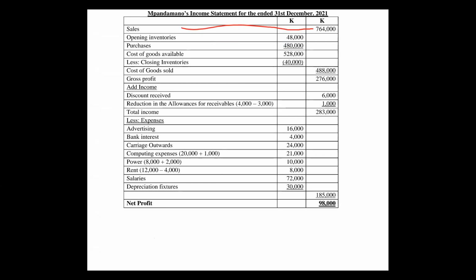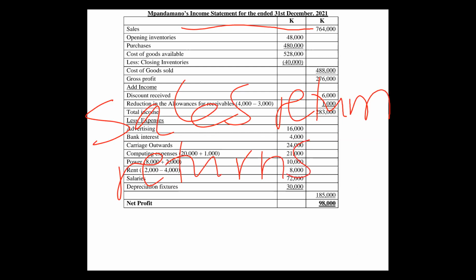From the sales, sometimes you have what you call sales return or returns inward. It's the same thing. You will subtract the sales return or returns inward from the sales. That's why I'm using this word, in case you find one of them. Returns inward or sales return is the same thing. It means that you've made sales, but those people have returned the things to you. You get it, right?